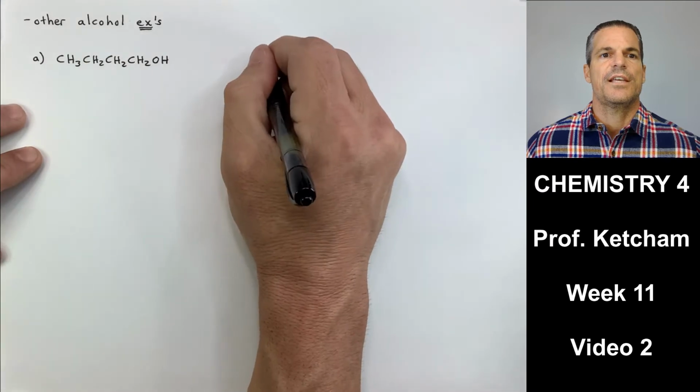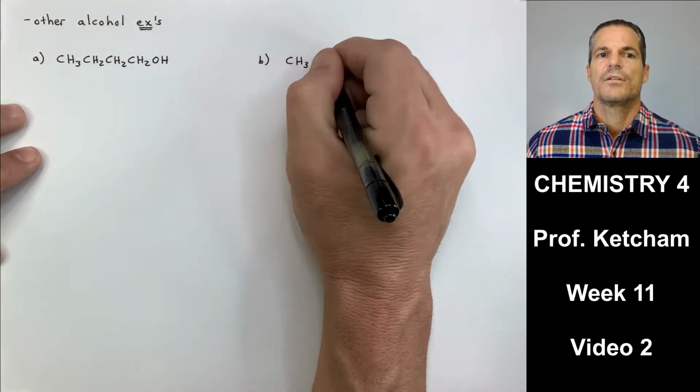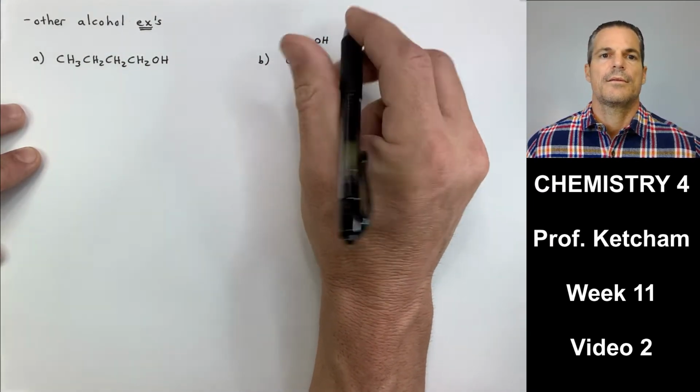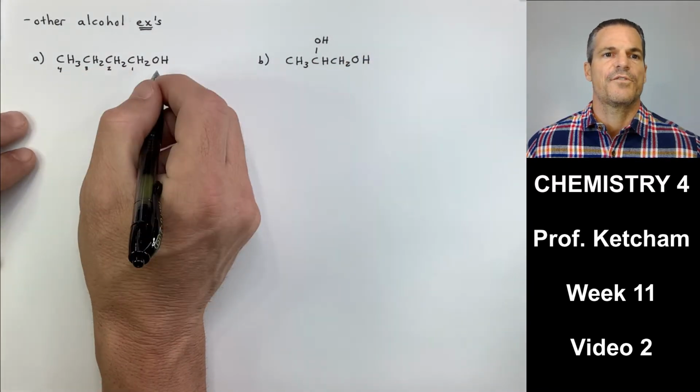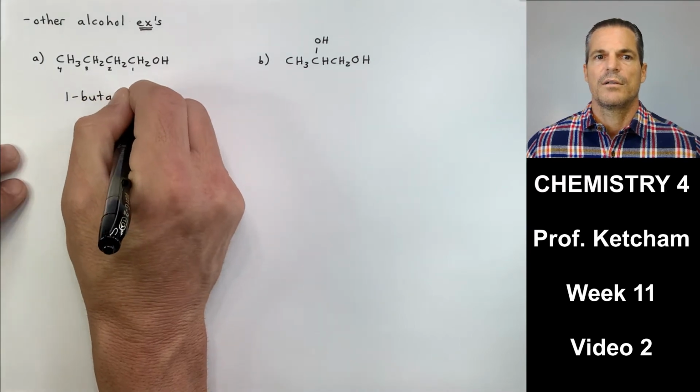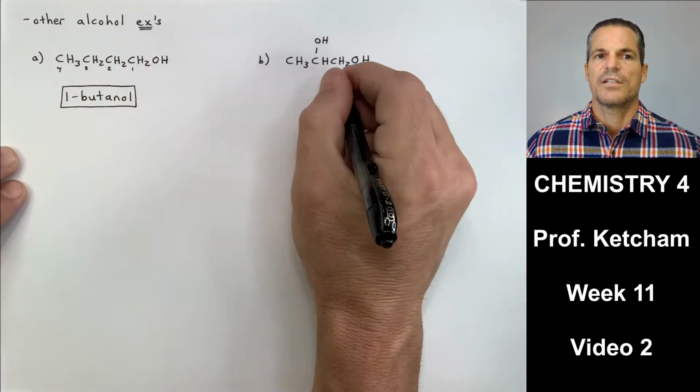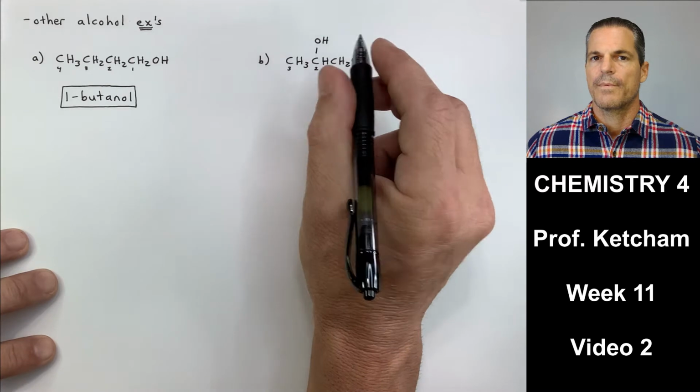Some other alcohol examples. CH3, CH2, CH2, CH2OH. That's just 4 carbons with an OH on it. B, we have an OH off of the second carbon. So this first one is just simply 1-butanol. I have to call it 1-butanol because I have to specify the OH is on carbon 1.